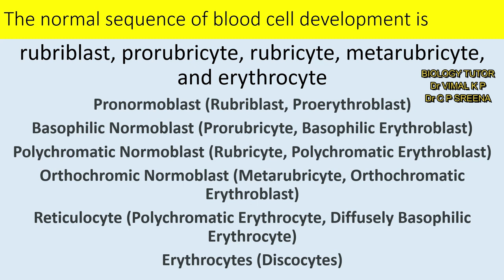For exams, they may ask pronormoblast instead of rubriblast or proerythroblast. Instead of basophilic normoblast, they may ask prorubricyte or basophilic erythroblast. Polychromatic normoblast is also known as rubricyte or polychromatic erythroblast. Orthochromic normoblast is also known as metarubricyte or orthochromatic erythroblast. Reticulocytes are also known as polychromatic erythrocytes or diffusely basophilic erythrocytes. Erythrocytes are also known as discocytes. You should learn each and every word in this slide for your exams.